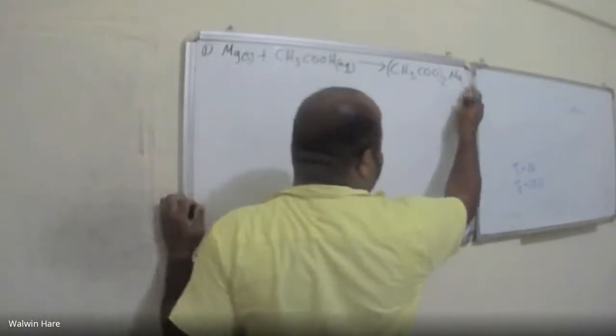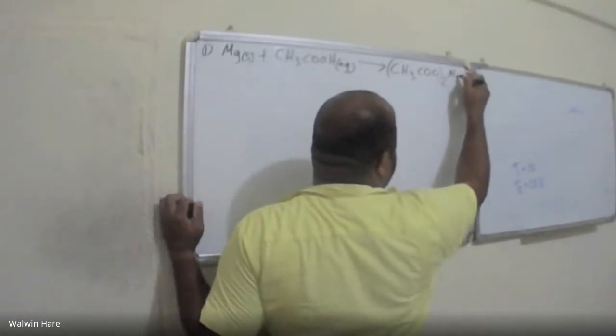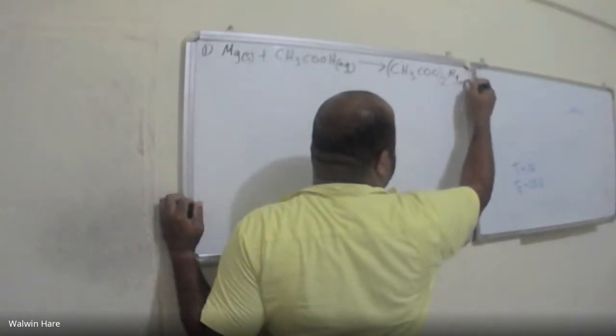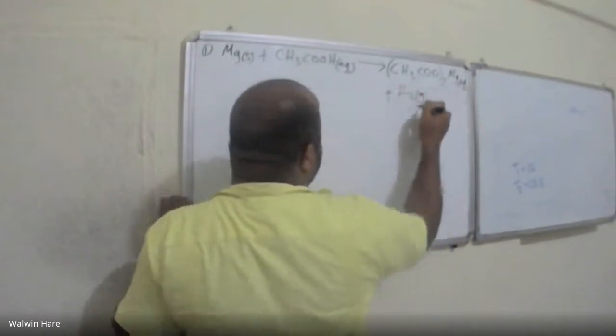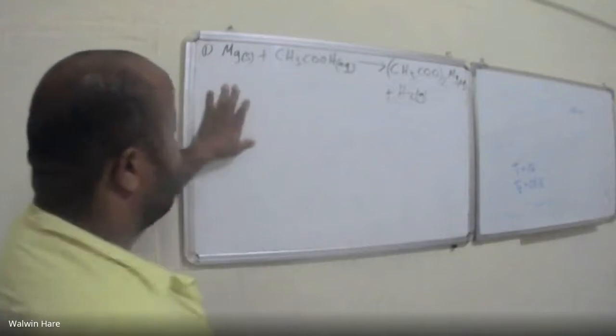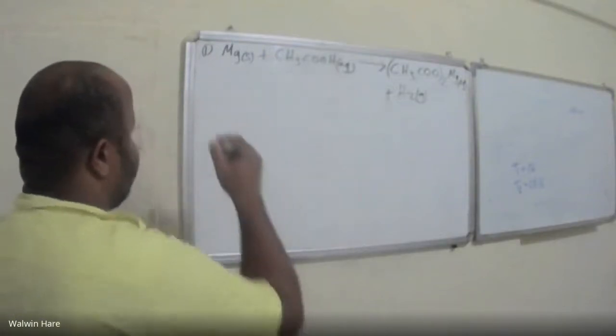It's a solution. Let me put the state symbol. It's aqueous, plus hydrogen gas. Alright. So when metals react with acid, you get salt and hydrogen gas.